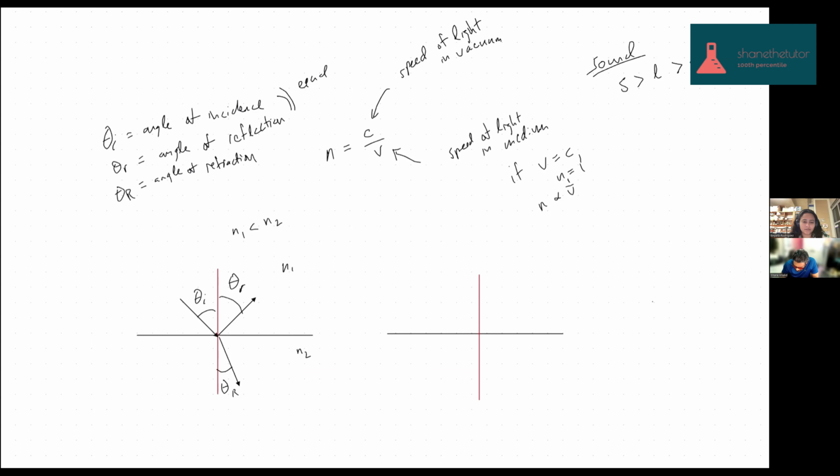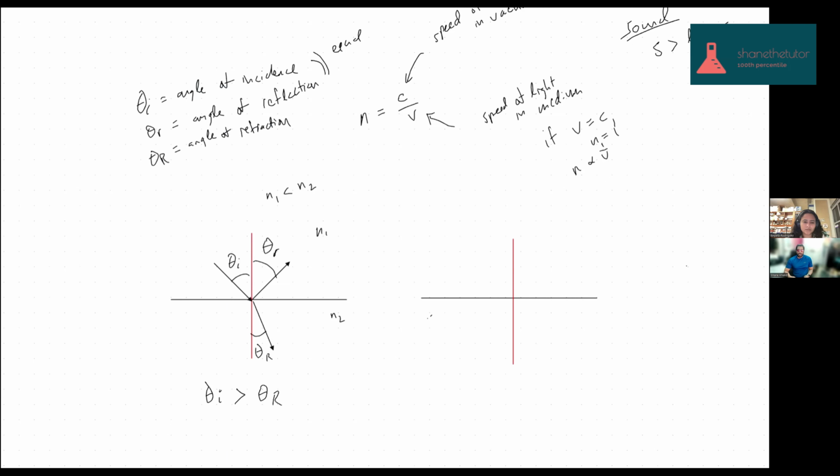And this would be like the angle of incidence would be larger than the angle of refraction, right? Because if it bends towards the normal, the angle will be smaller. Yes, the incident angle. So, okay, that's that for entering into a denser medium.